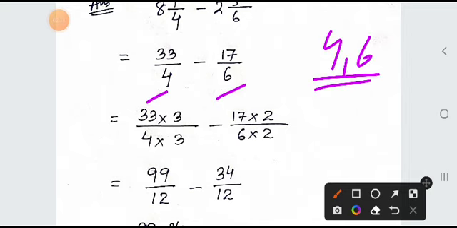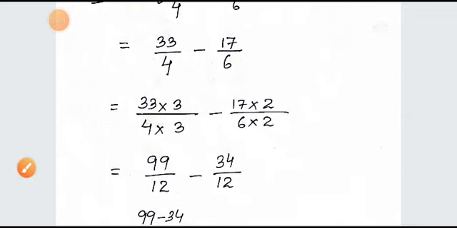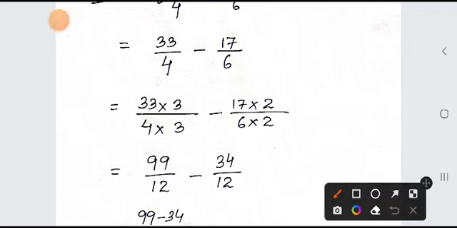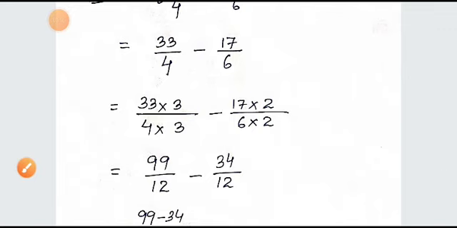You know how to calculate the LCM. You will get the LCM as 12. So we need to make the denominator 12. How to make the denominator 12? In the case of 4, we have to multiply by 3, so that it will become 12. And in the case of 6, we have to multiply by 2, so that the denominator will become 12.